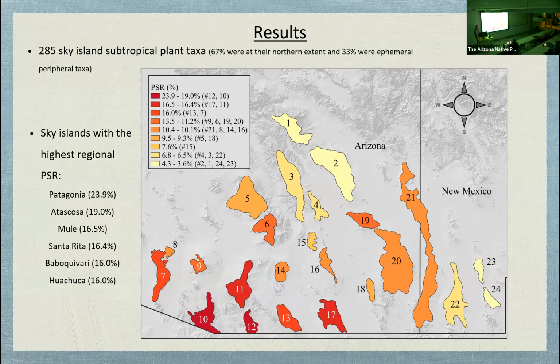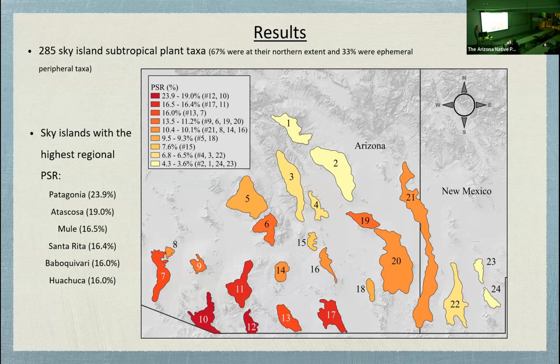Here are the results. We came up with 285 subtropical plants in the Sky Islands, which is rather remarkable when you think about it. That represents about 13.5% of the total species richness within the Sky Islands. So a significant amount of subtropical plants. Almost exactly 2/3 of these are peripheral plants that stop in the Sky Islands, finding their northern extent there, while 1/3 were ephemeral peripheral taxa, ones that mostly stopped in the Sky Islands but were found in a handful of populations just to the north or northeast.